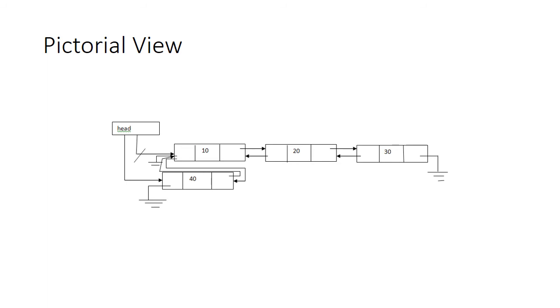If my list is not empty, that is, I have some elements in my list, then what should I do? I should make the right pointer of this node point to head, and the left pointer of head has to point to the new node, and this new node will now become head.